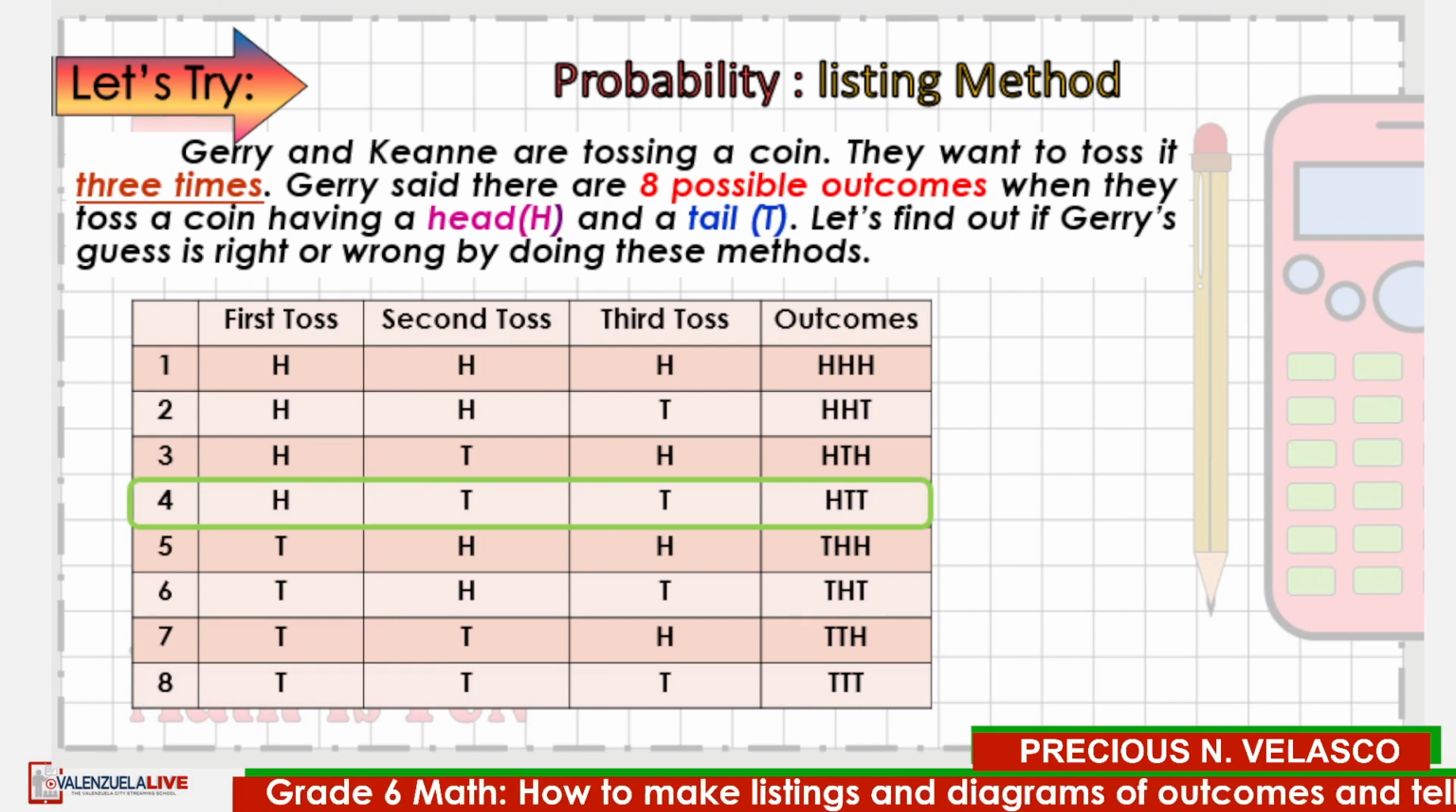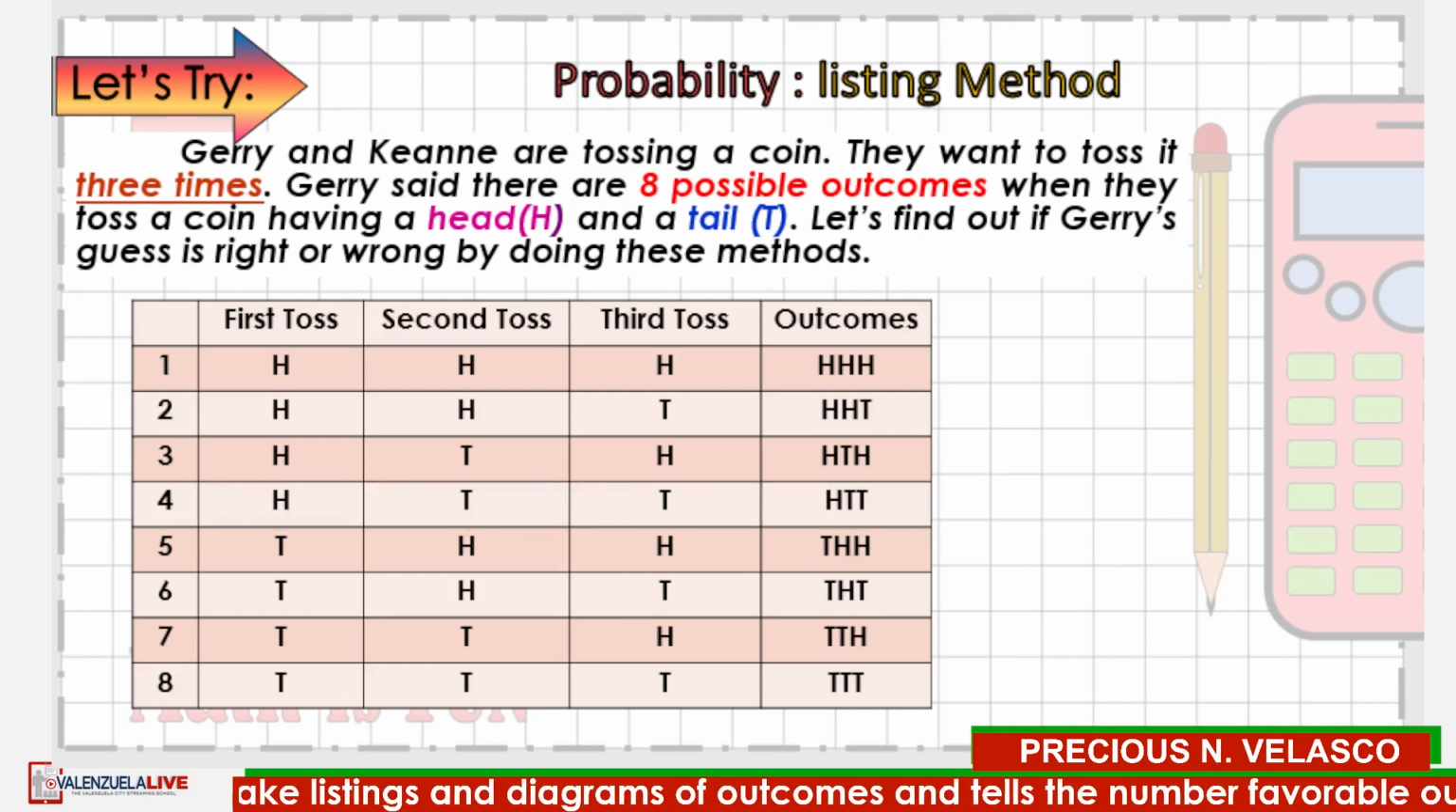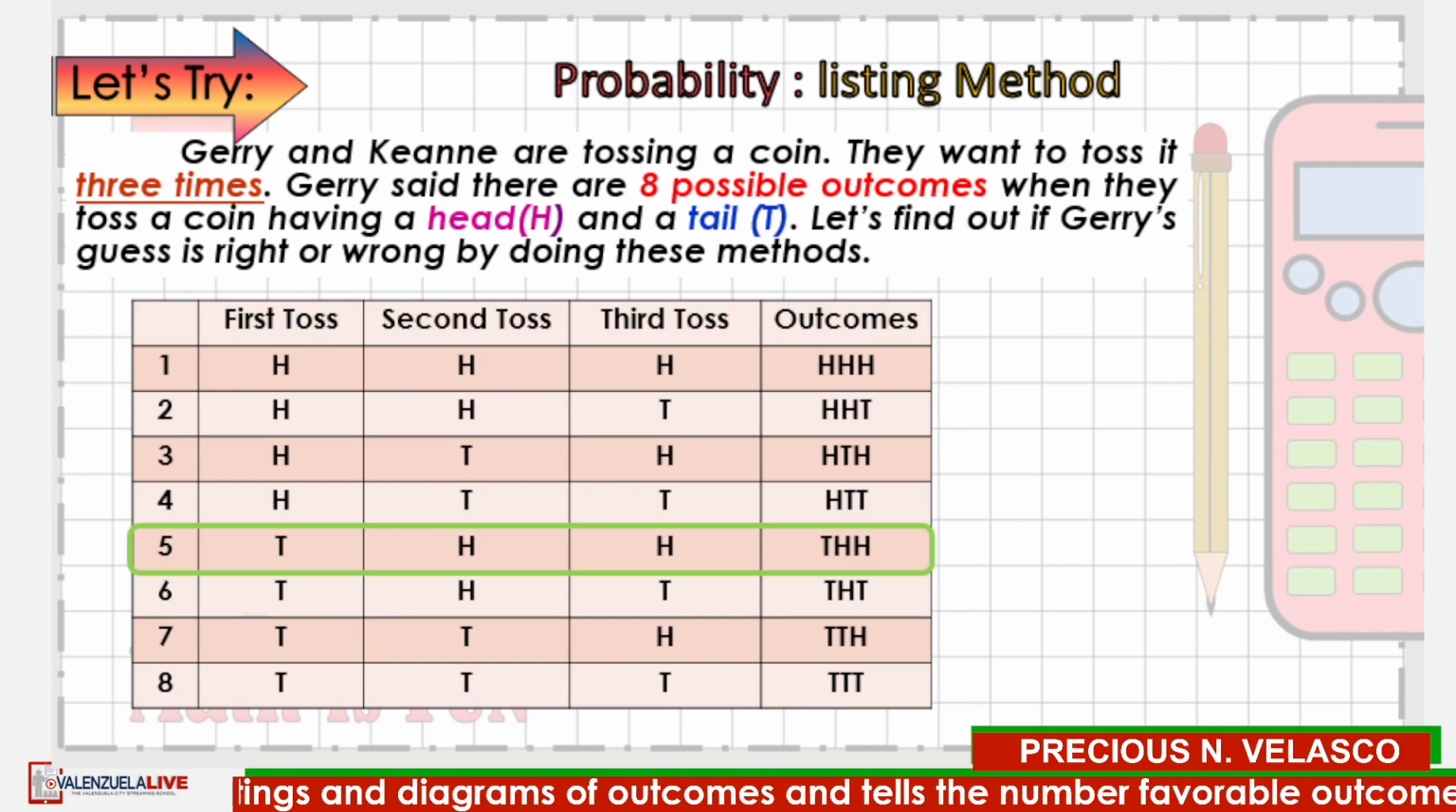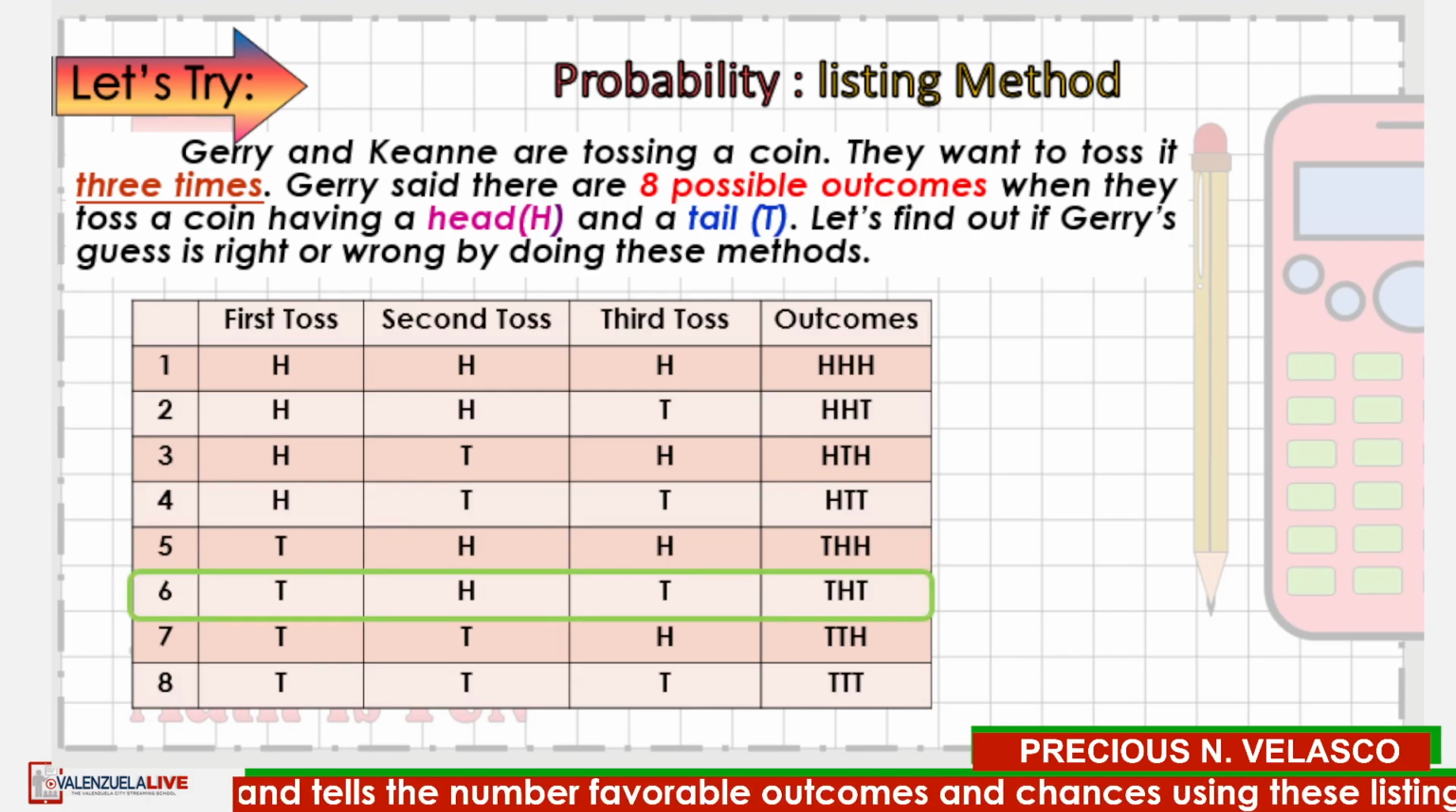So after they toss the coin 3 times, they can get an outcome of head and then 2 tails. For the next one, we have tail and then 2 heads. Next, we have tail, head, and another tail. So for the possible outcomes, it might be tail, head, and tail.